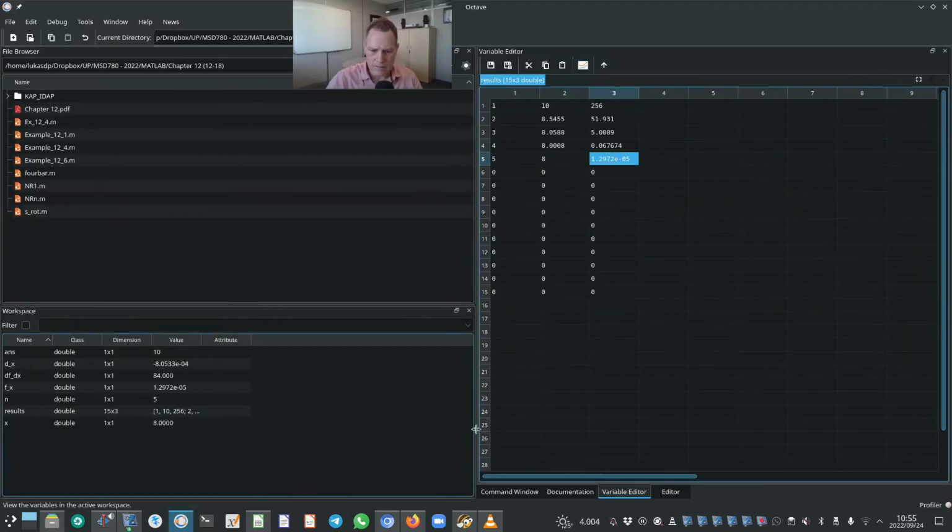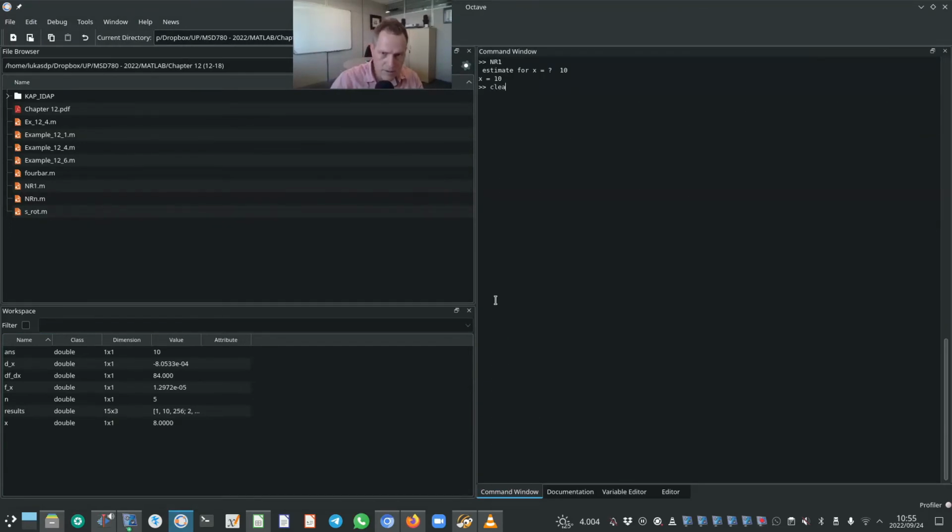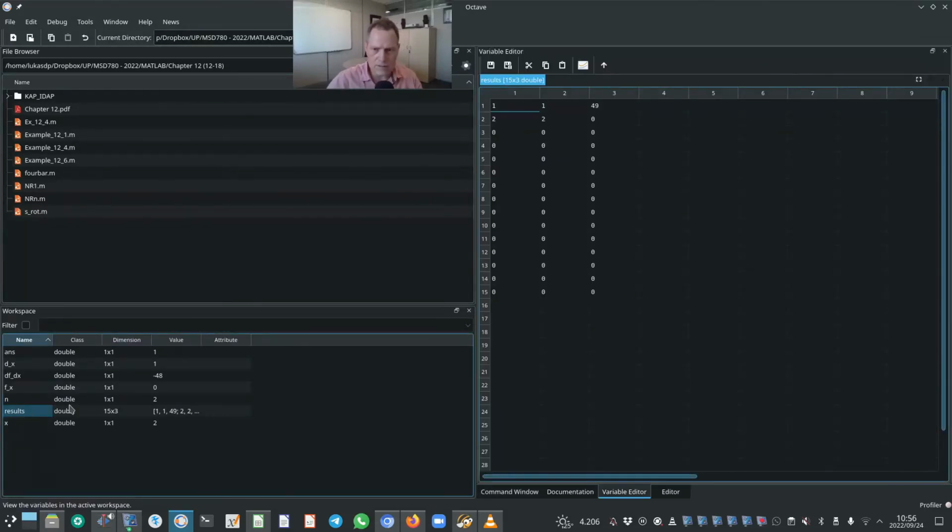If I go to my command window, I clear everything, and I say Newton-Raphson 1, initial value 1. Alright, so there are the results. Yes, the converged value is 2, exactly 2. You can see here for our initial guess with an x value of 1, the function value is 49, and it then changes to 2, which gives a function value of exactly 0. Alright, so that's that answer.